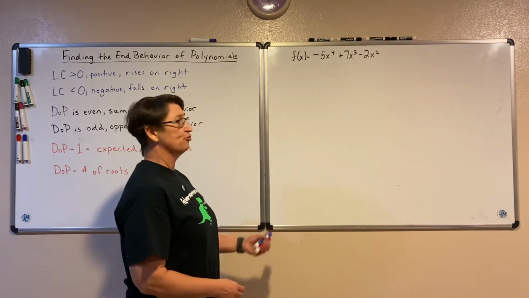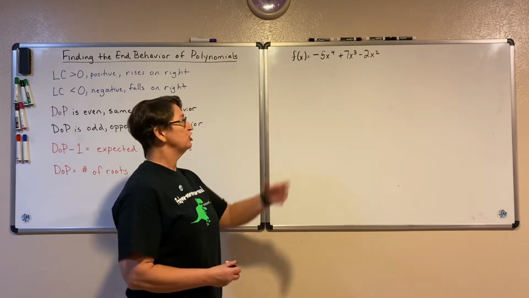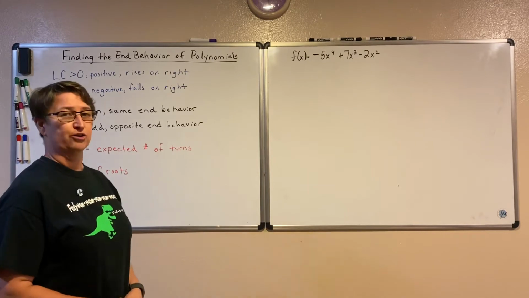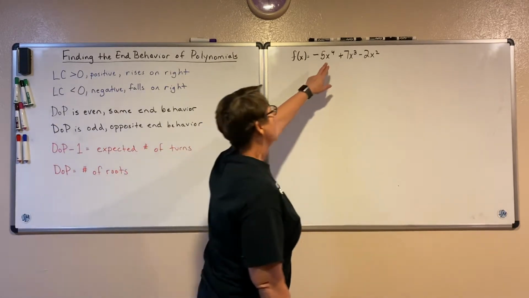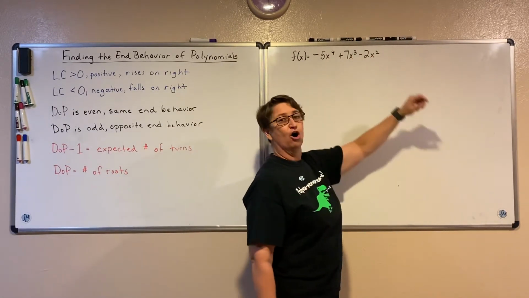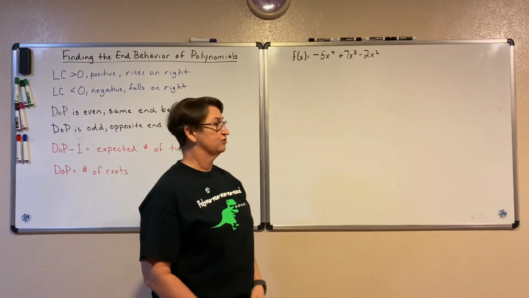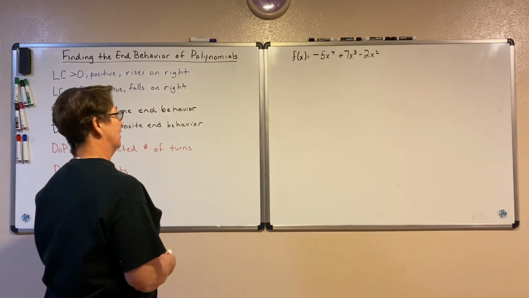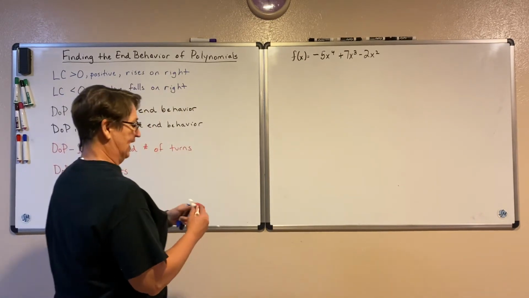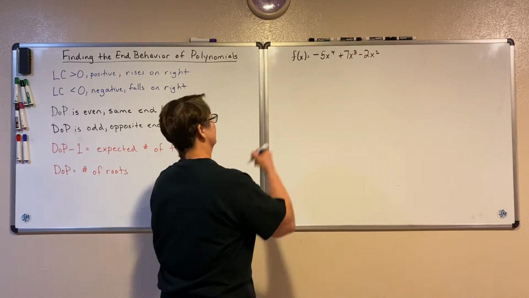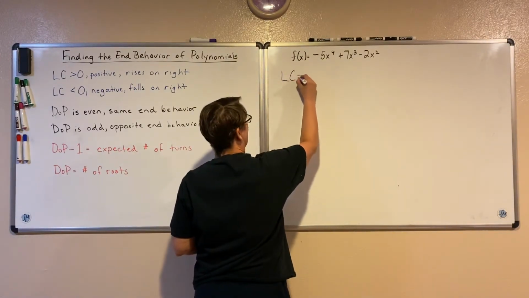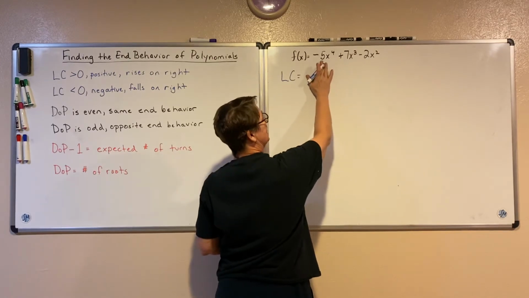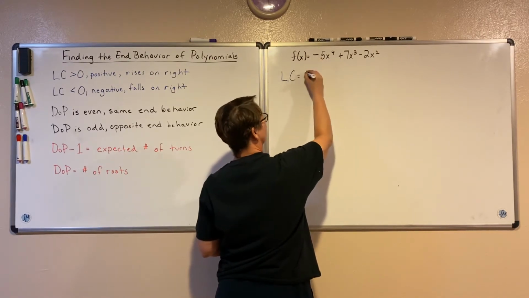So let's go through and practice finding each one of those just by looking at this polynomial. First of all, we know it's a polynomial because the exponents are all non-negative integers. Let's talk about what's happening on each side. The first thing we're going to look at is the leading coefficient. The highest degree here is 4, so the leading coefficient is -5.